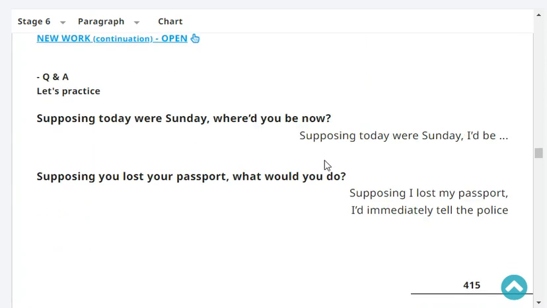Supposing today were Sunday, where'd you be now? Supposing today was Sunday, I'd be sleeping. Very good. Supposing you lost your passport, what would you do? Supposing I lost my passport, I'd immediately tell the police. Very good.